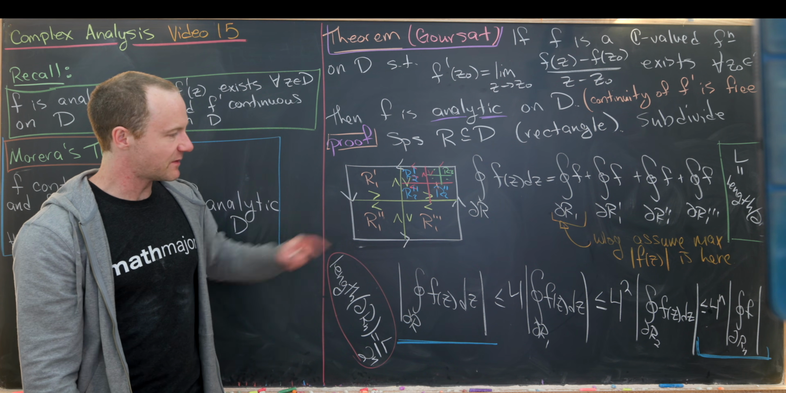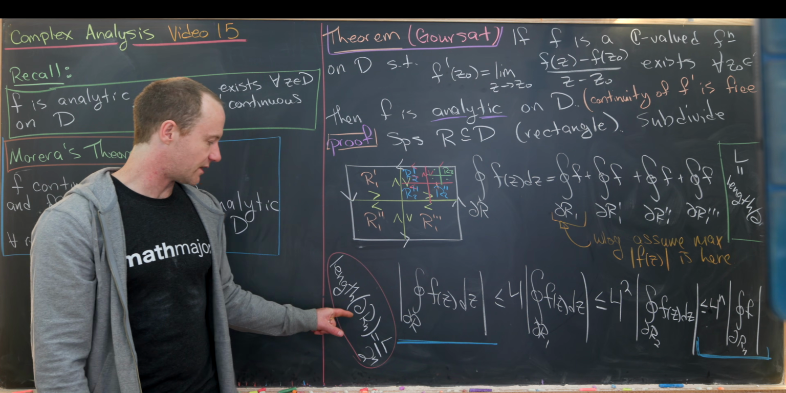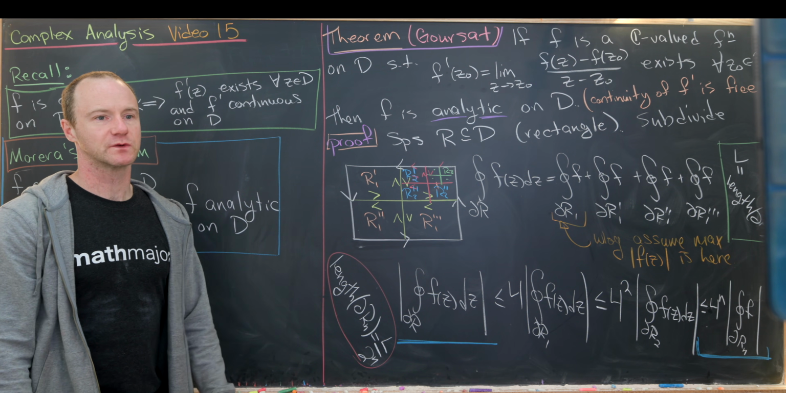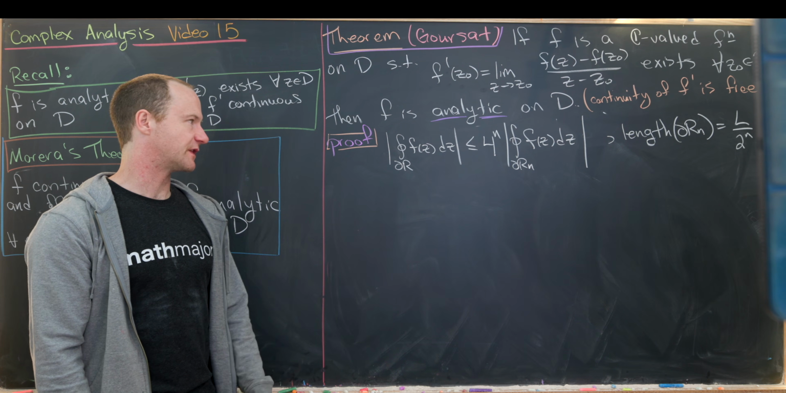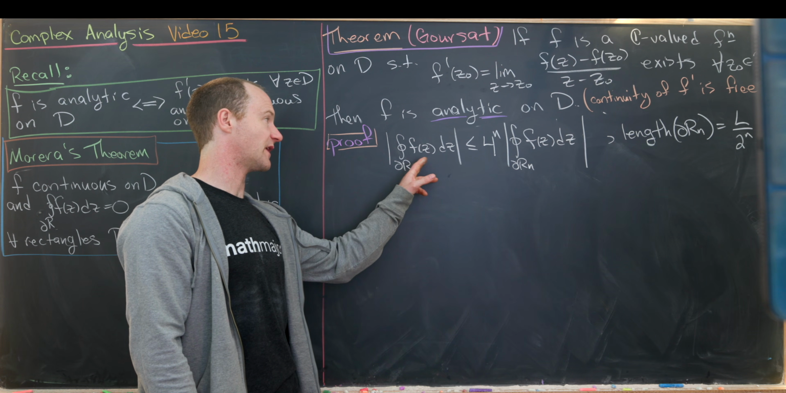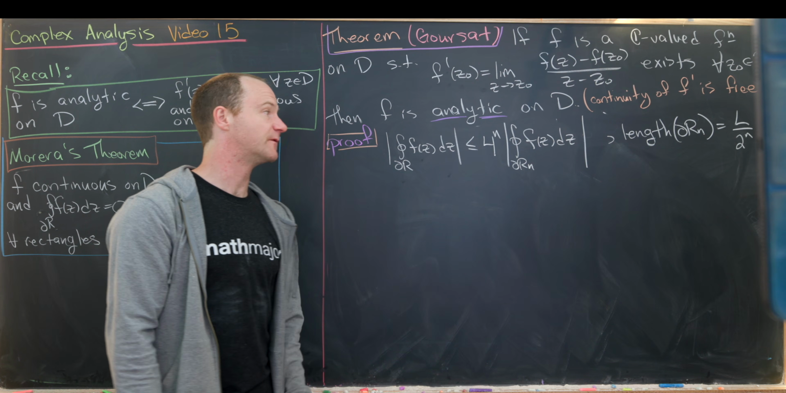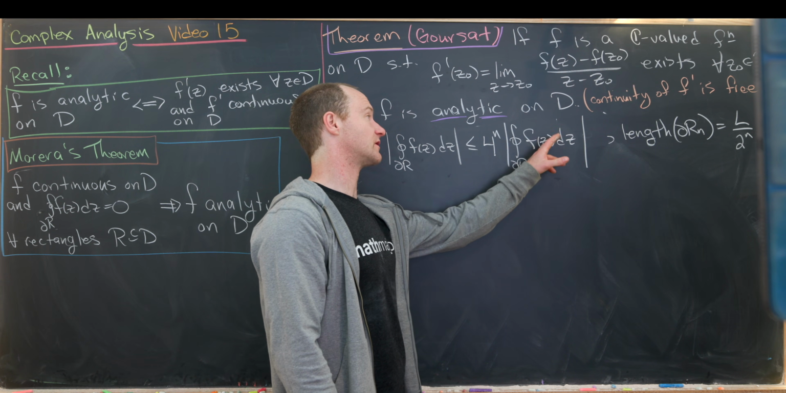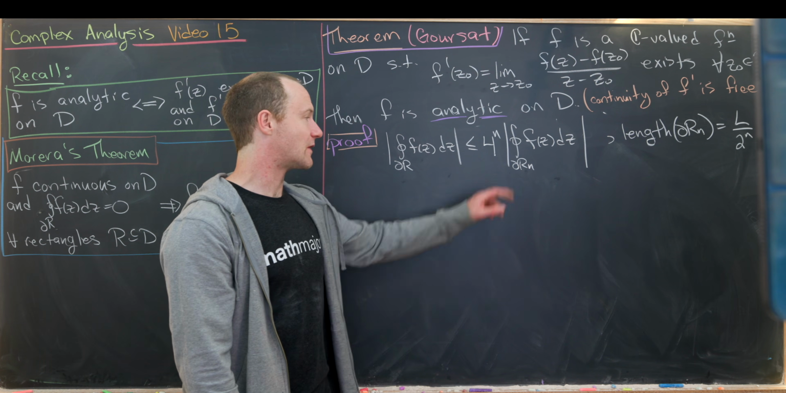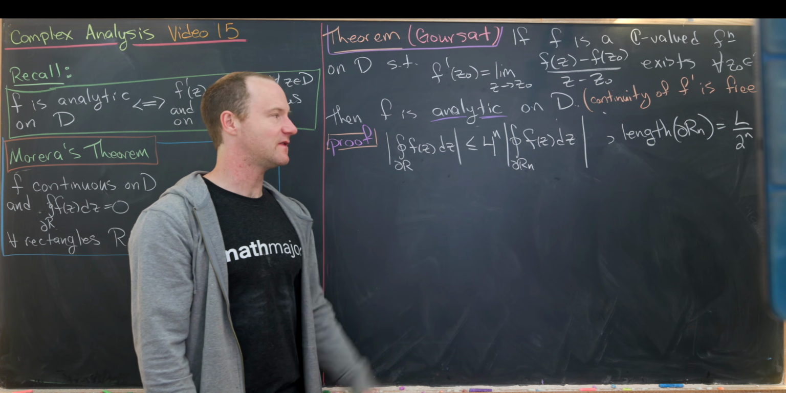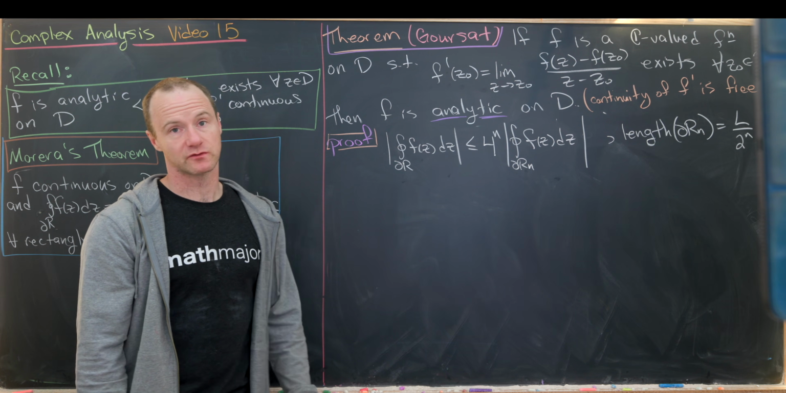Okay, so let's maybe get rid of this. We'll start with this inequality as well as this length of that boundary, and then we'll work towards the end. So in the last board, we constructed the following inequality. So the modulus of the integral over the boundary of our rectangle of f of z dz was less than or equal to 4 to the n times the modulus of the integral of the same function over the boundary of Rn, which was one of the subdivisions at the nth step of our original rectangle.